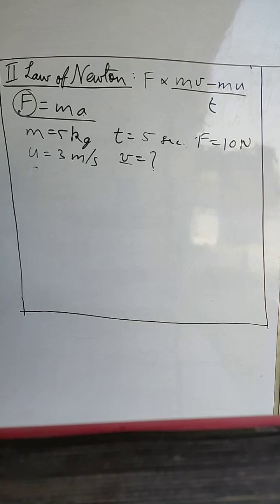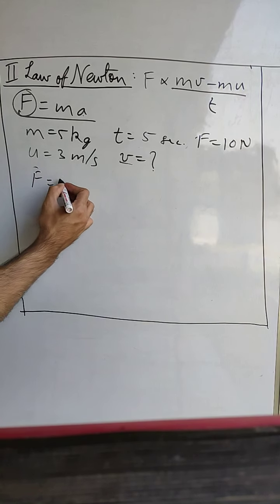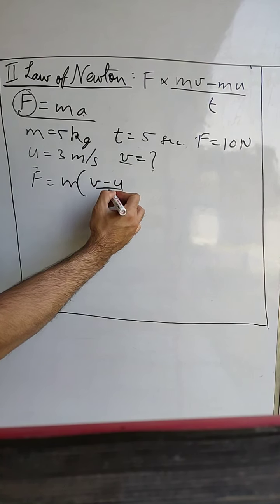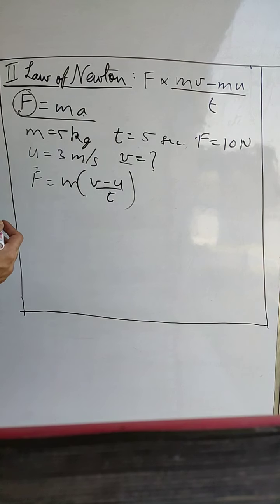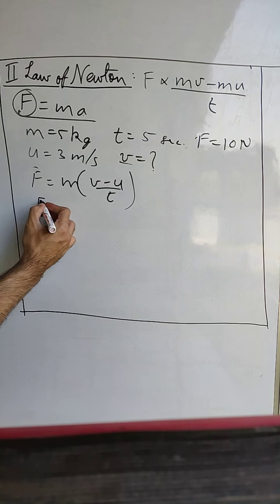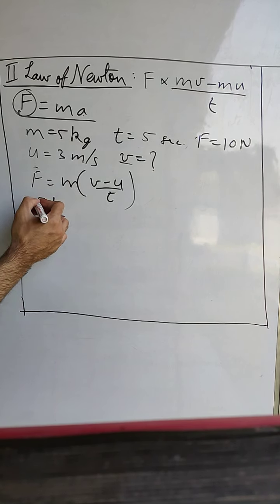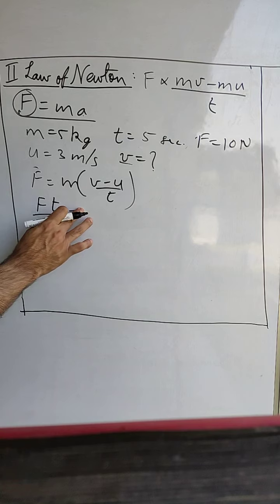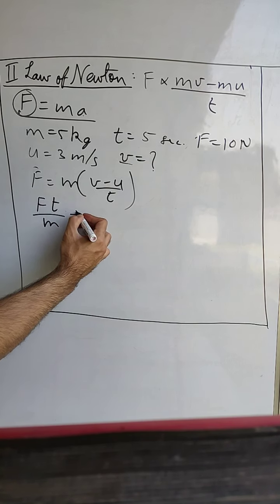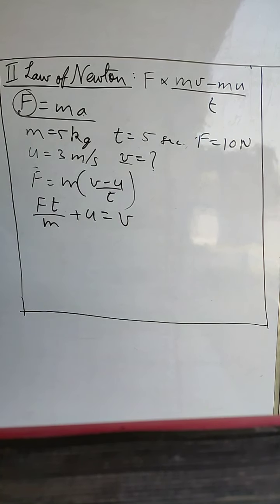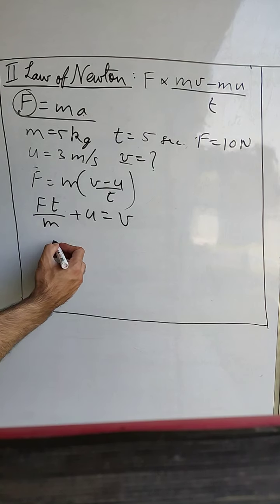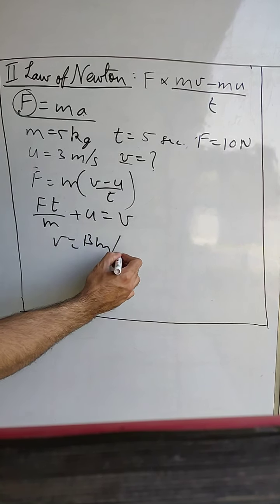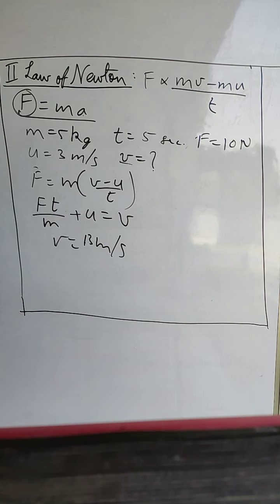Now for this, by using the same formula, we can find out this. If you rearrange this formula, then we can write it as Ft divided by m, plus u equals v. Now if you put these values, then you will find the value of v, which will come out to be 13 meter per second. Okay, so this is one of the examples. Let us take another example.